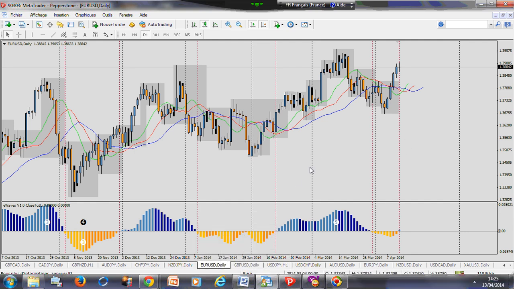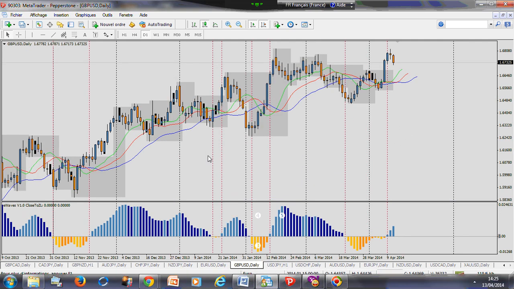We move to the second major, which is cable. Here we just broke the level last week, and it's too late or too early to enter now. It might be another move, but we do need also to have a smaller box.